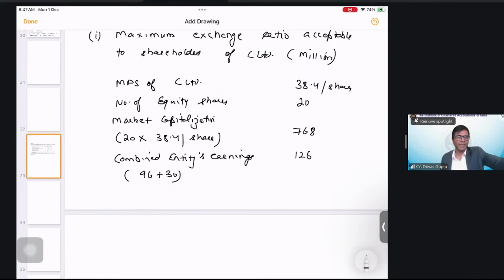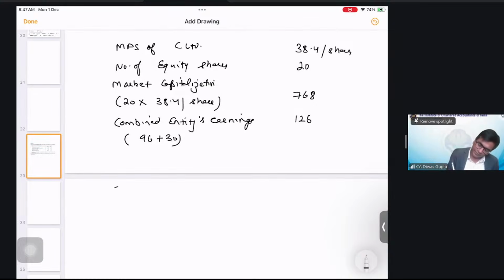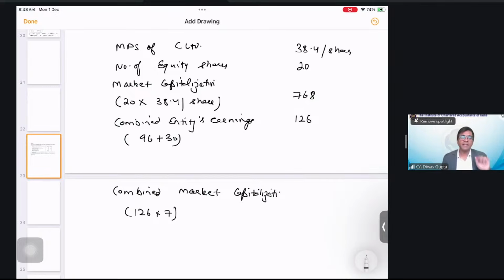Then the combined market capitalization is 126 multiplied by 7. 7 is the P/E ratio, right? P/E ratio is 7 times. That is given in the first part of the question. So 126 into 7 is 882.